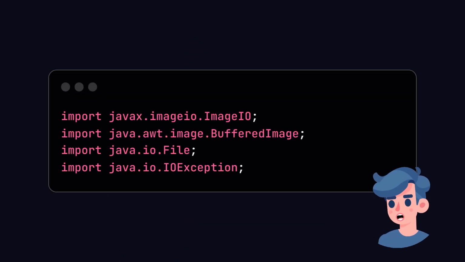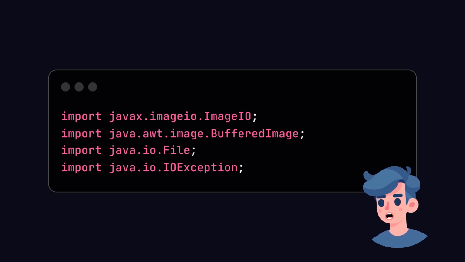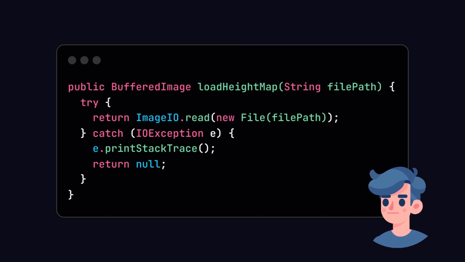Next, let's create a method to load the height map image. We will use Java's ImageIO class. First, import the necessary classes. Now, let's write a method to read a height map from a file. We will use BufferedImage to read the image data.